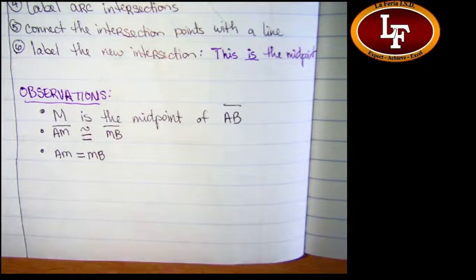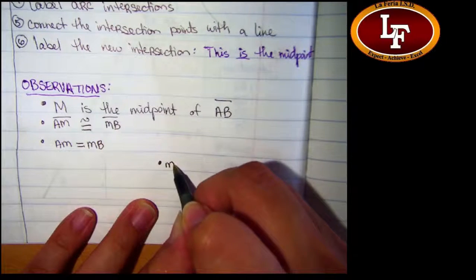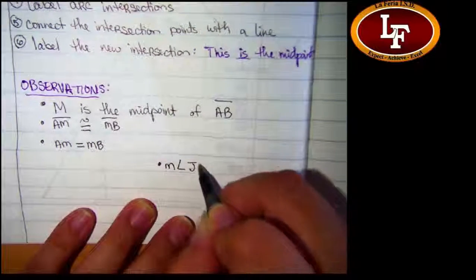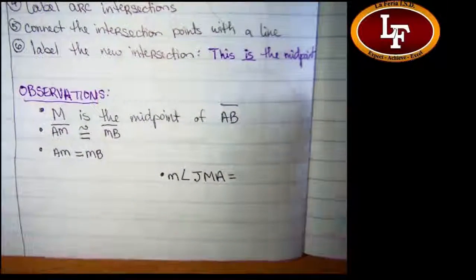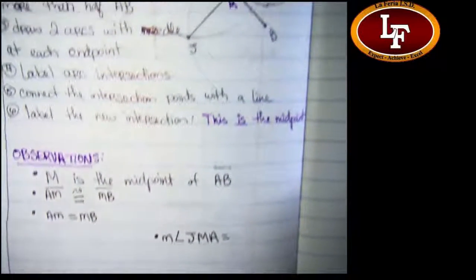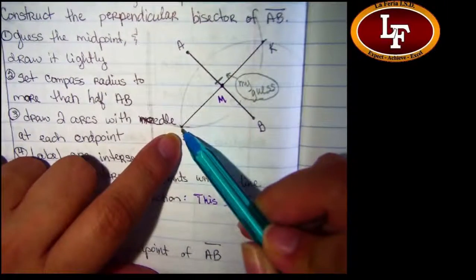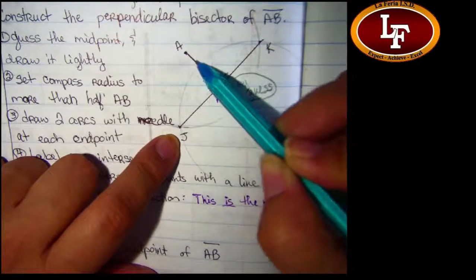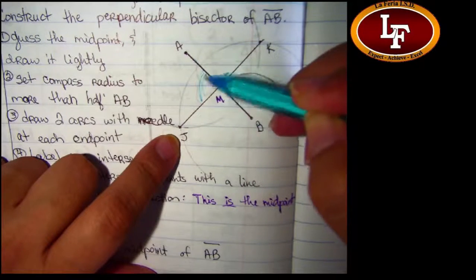Our last two observations are something that are going to come up in another section. The measure of angle JMA is equal to... Now I'm going to go up and show the diagram for a moment so that I can show you what this angle looks like. Start at the first letter J, go toward the vertex letter M, then go to the other point A. You see this space right in here? That's the angle.